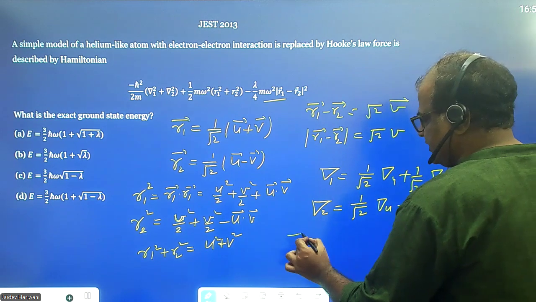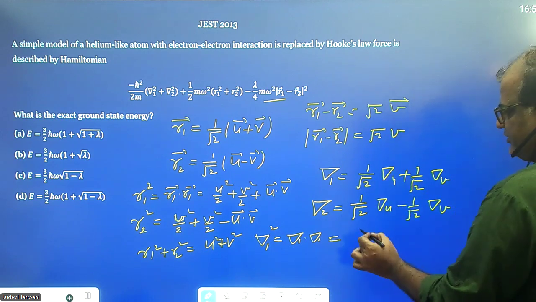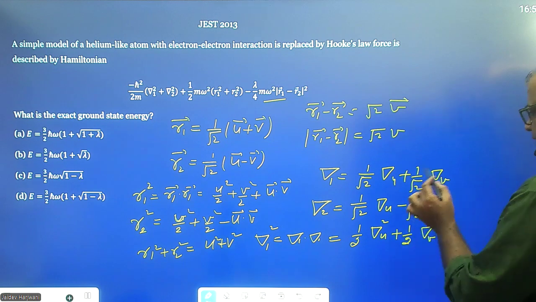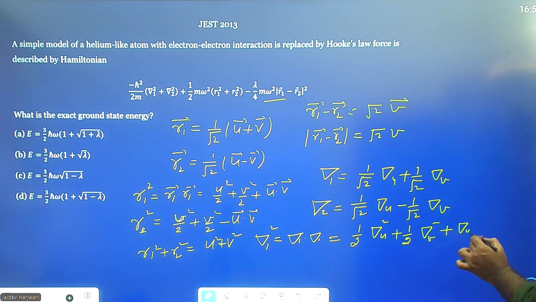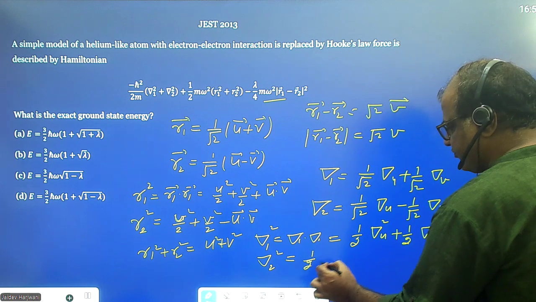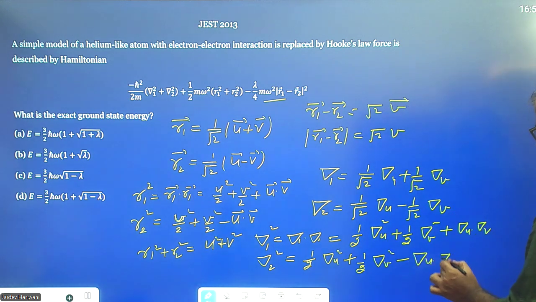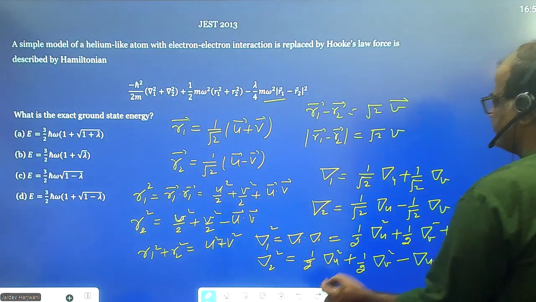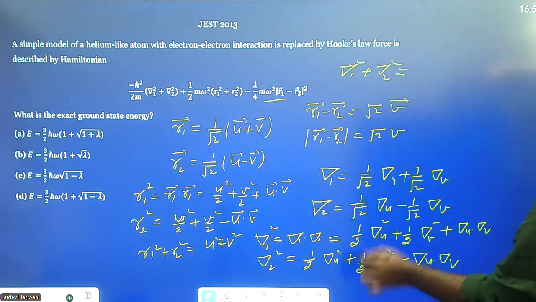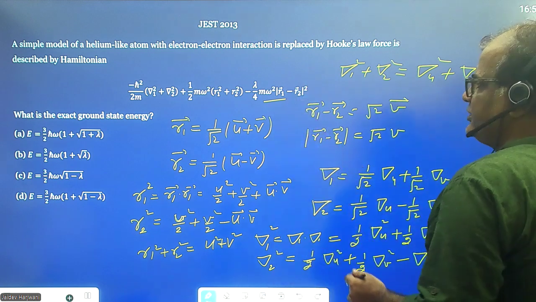And now if you make it a square, del 1 dot del 1, that is the del 1 Laplacian, that will be simply 1 by 2 del U square plus 1 by 2 del V square, and then the cross term will be here, del U dot del V. Similarly, del 2 square will be half of del U square plus half of del V square minus del U dot del V. So if you add these, del 1 square plus del 2 square will be simply del U square plus del V square.